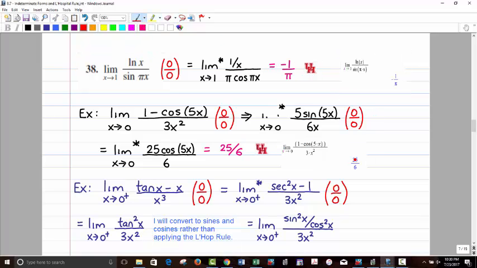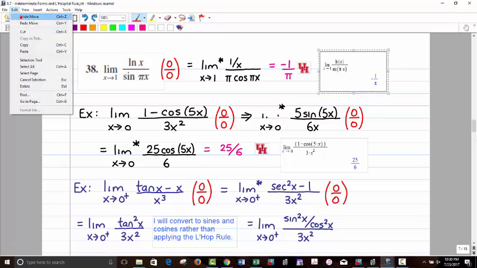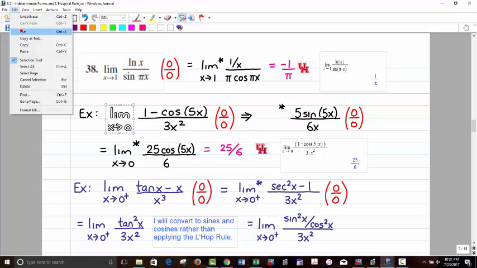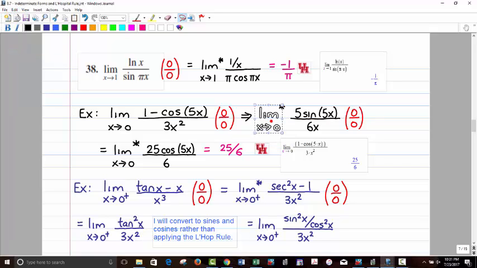Let's see what's next here. Oh, I think I erased something here. Must have erased this by accident. And let me put this in here real quick. See if I can copy that. So next one is 1 minus cos of 5x over 3x squared. Sometimes I probably get a little sloppy dragging my cursor around and not realize I've erased something.